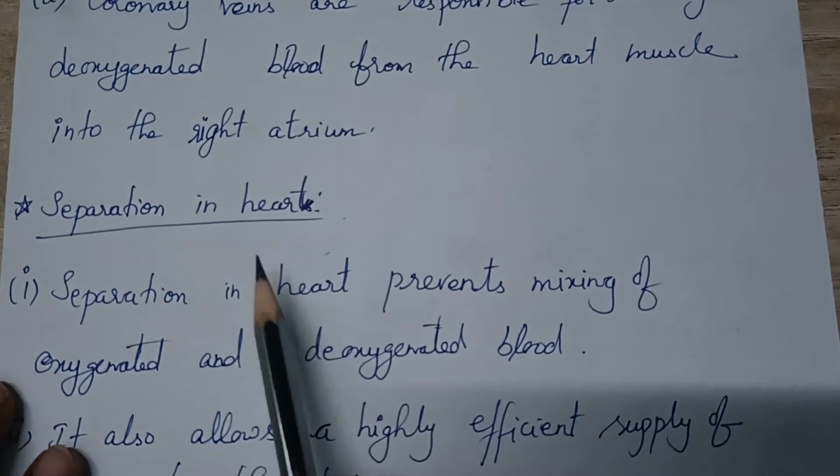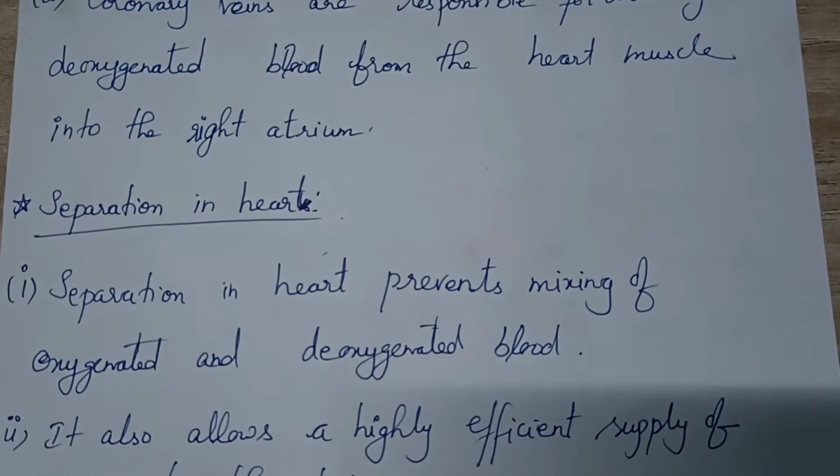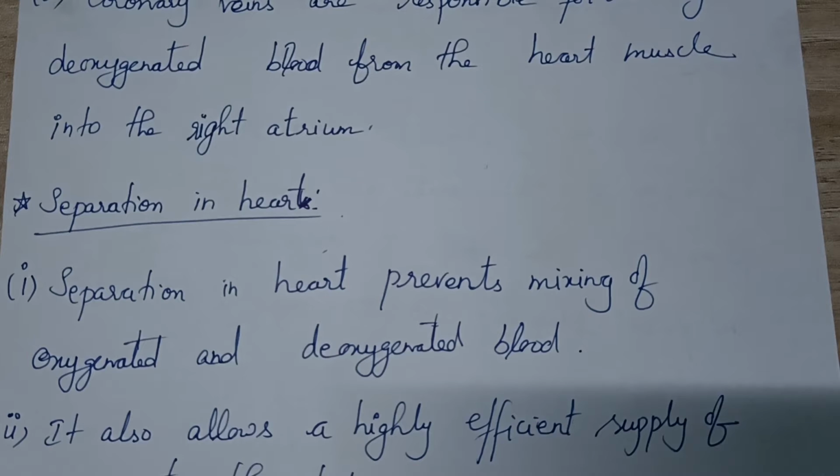Next, separation in the heart. Why is there a separation in the heart? That is, a four-chambered heart. Why is it chambered like that? Why is it not a single part? It is divided into compartments, right? Why has it been done?